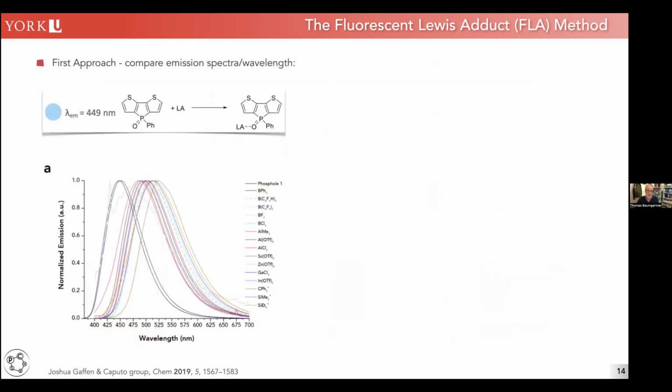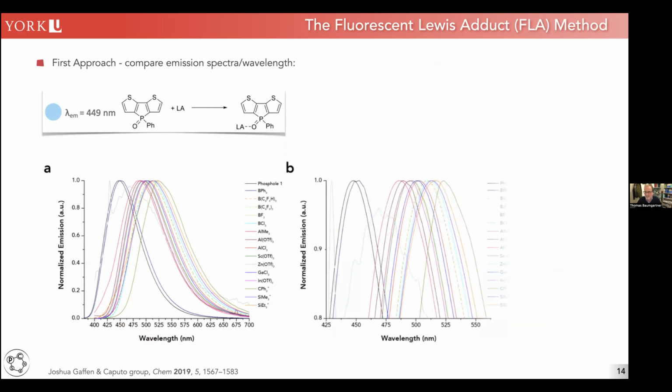All right. So originally we thought, okay, that's great. Let's measure this, and the redshift of this can easily be measured, and we can derive the Lewis acid strength from that. But if you look at this, this is all the emission spectra that we get from all the Lewis acids that we measured, and you can see even when you zoom in, they're quite bunched together. So if you just look at the emission maximum, it's quite difficult to get some useful information out of that.